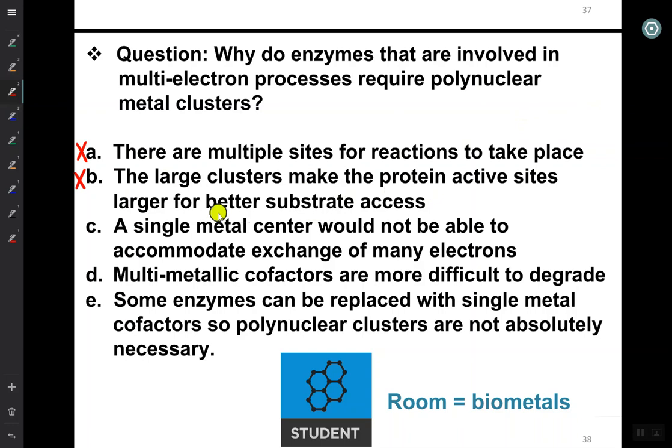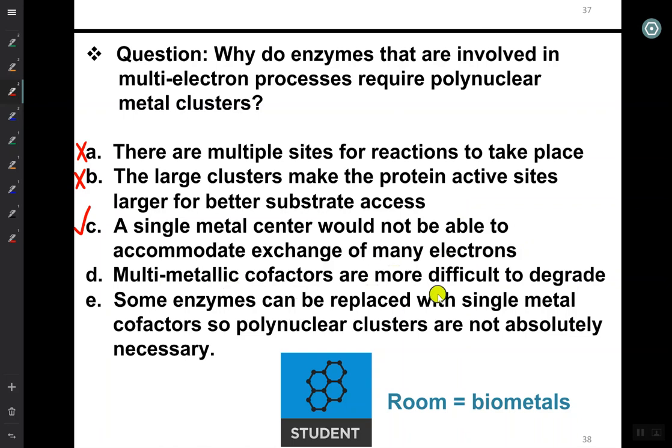A single metal center would not be able to accommodate exchange of many electrons. So I'd say that's probably a true statement, because with a single metal, you're restricted to the number of electrons on that metal, depending on what it is, right? So if it's iron, usually you can access iron 2, iron 3, iron 4. So maybe you can have up to 2 electrons, or possibly even more than that, but especially for these 6 electron reactions, right? A single metal is not going to be able to accomplish that. So I say that's a pretty good answer.